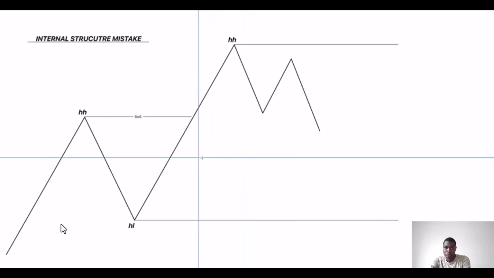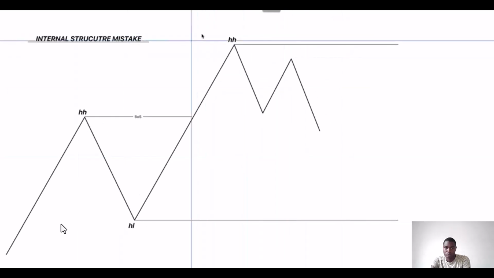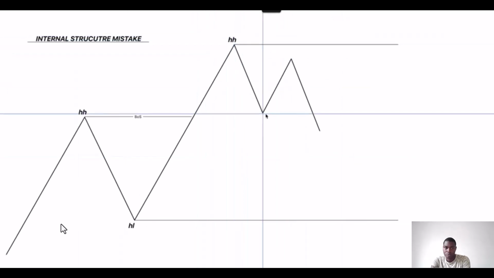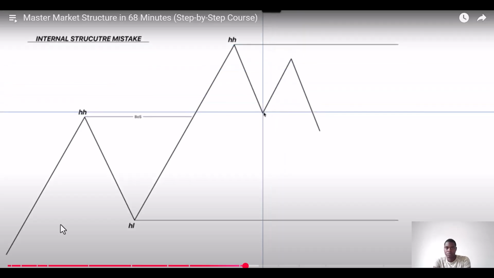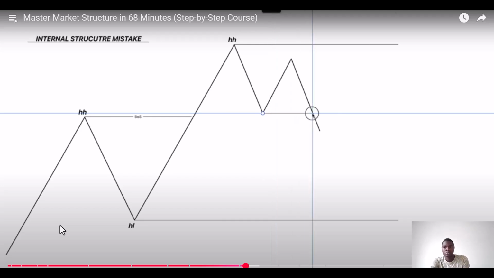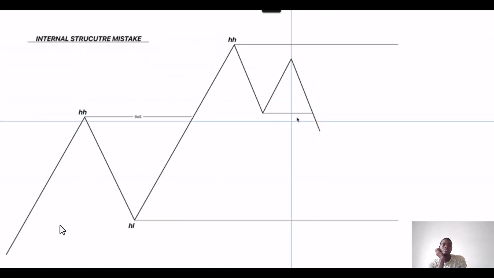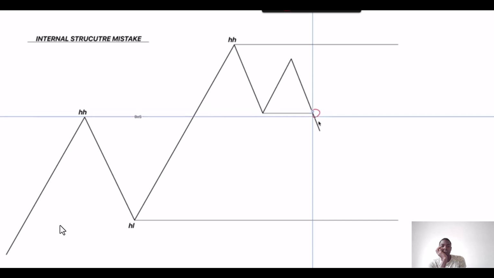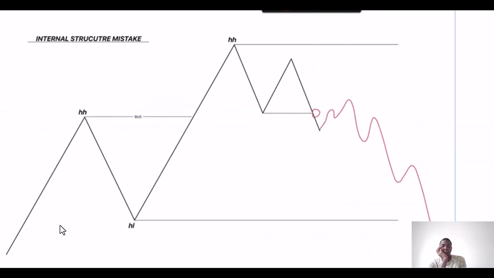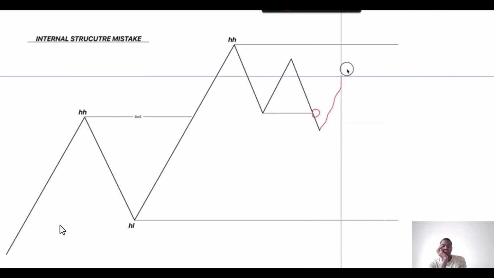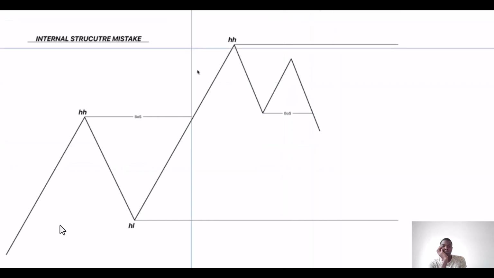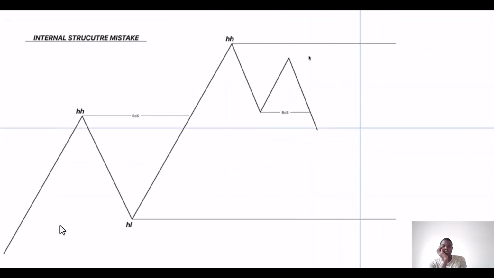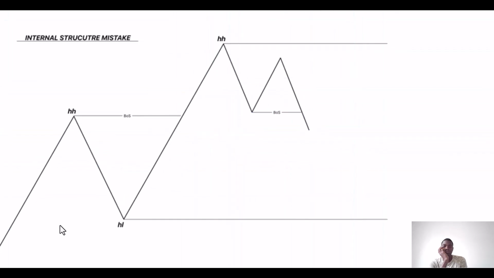Now the mistake that people make in regards to internal structure is they will see a high form and then we get a little low, which is internal, we get a new lower high, also internal, and then when the market breaks through this low, for example, traders will then see this here as a break of structure and a confirmation of this market going lower. So they will start looking for selling opportunities, thinking because the structure is broken here, we've actually seen a change in this upward trend.